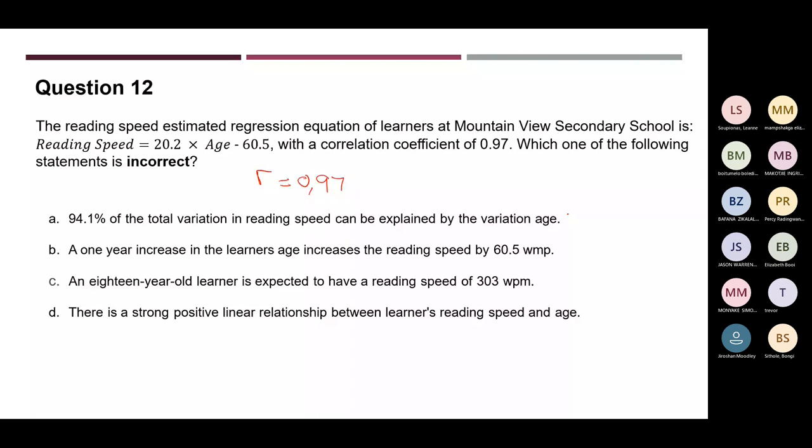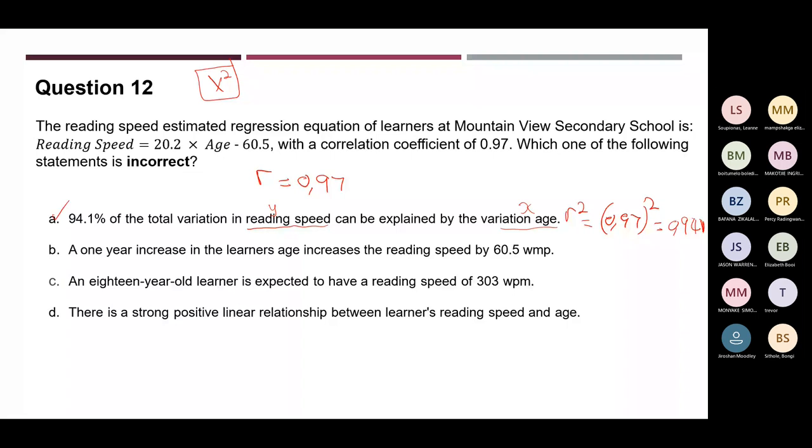So if I have my R, you just say 0.97 squared. You just press the x squared button on your calculator to calculate the value. What is R squared? It's 0.941. If I leave it to one decimal and multiply that by 100, it will give you 94.1 percent. So 94.1% of the total variation in the reading speed, we know that the reading speed is y, can be explained by age, which is the variation in age, which is x. Therefore, this is correct. That is R squared. That's how you interpret R squared.